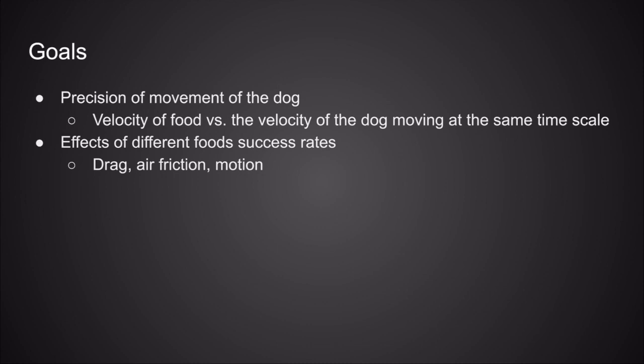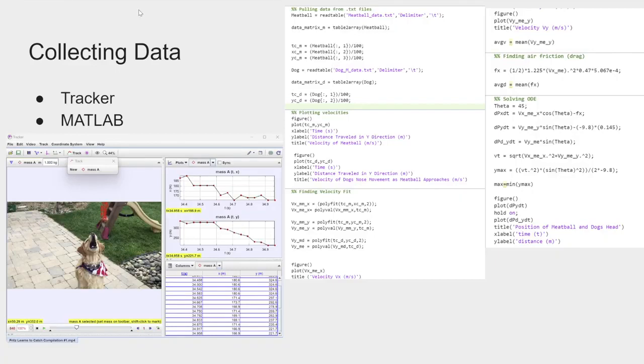To reach these goals, we have analyzed the video for 3 different types of foods that will be explained later in the video. We utilized an app called Tracker in order to accurately track the position of the object in both the X and Y direction. This will later allow us to find the velocities of the object in both the X and Y direction, which will then allow us to more accurately solve the ODE.